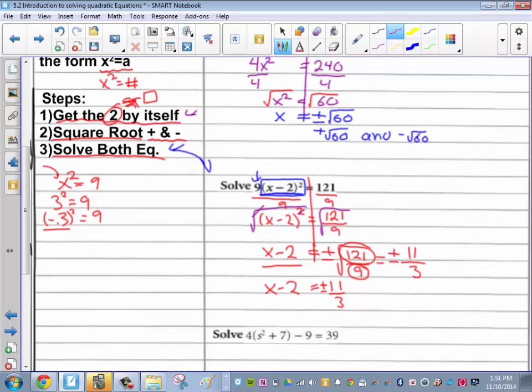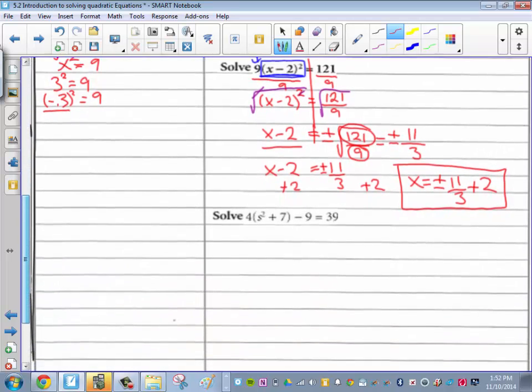So really, we're going to be adding 2 to both sides, and so our final solution will be x is equal to plus or minus 11 over 3 plus 2. That's your solution. Okay? That's both your positive and your negative solution right there. You just set it up like that. Let's give it one more shot. One more try right here.